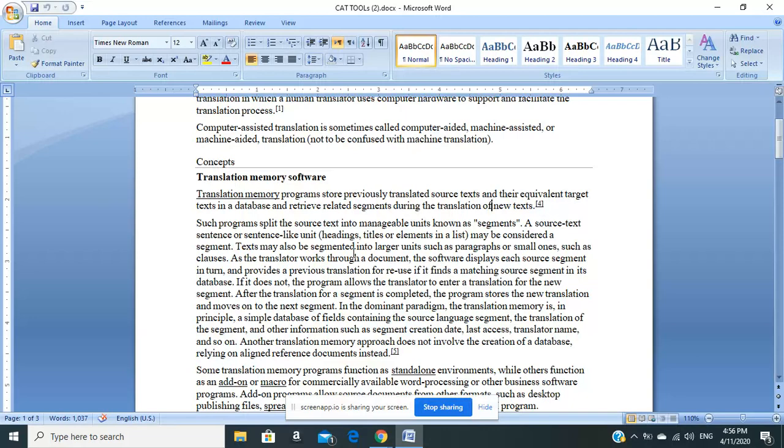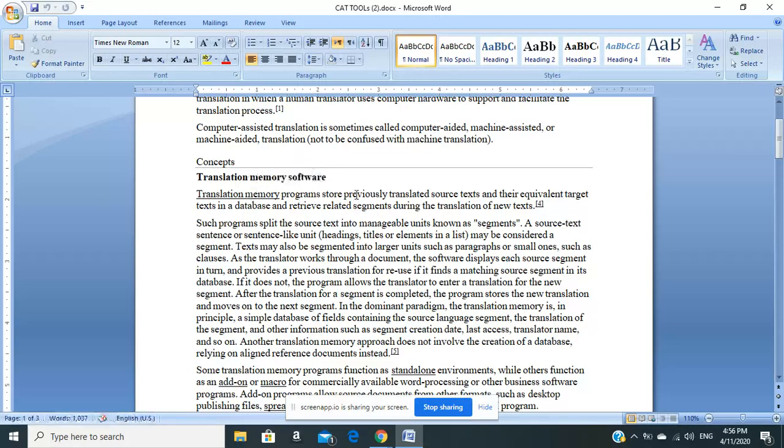previously translated texts, and this is part of a program. For example, you will find this in OmegaT. Okay, now don't bother yourself with what we are going to do with OmegaT. Now focus on these definitions because you will be asked about these definitions.